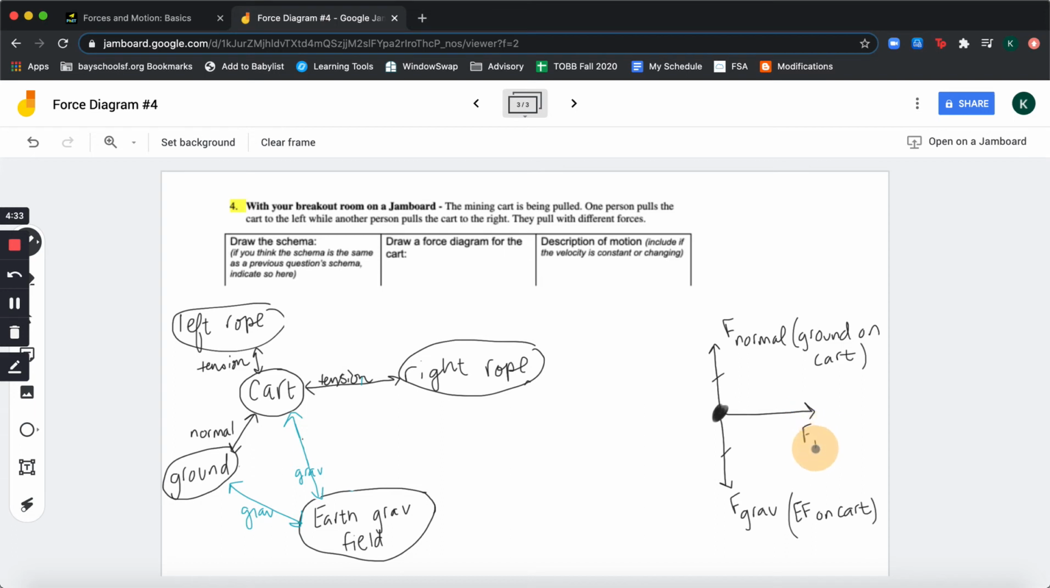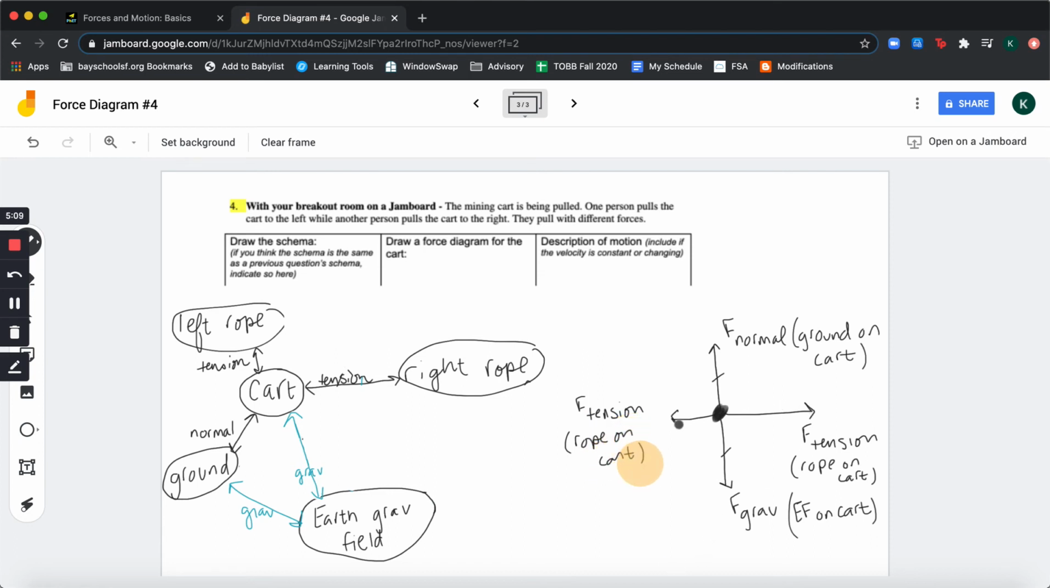That is the force of tension. That's going to be the rope on cart. In the left direction, there is also force of tension, but it is not as great as the force of tension going to the right. So I draw a smaller vector, and I label that force of tension, rope on cart.